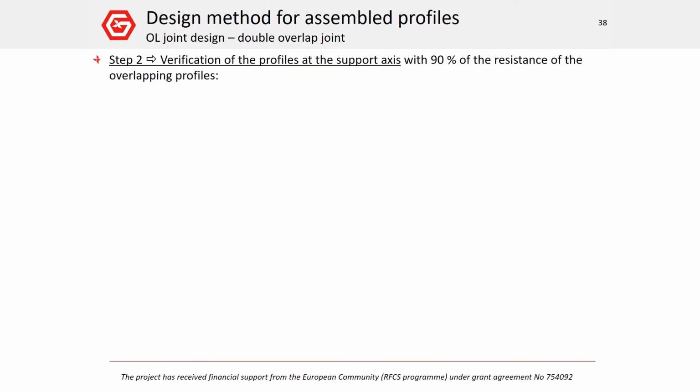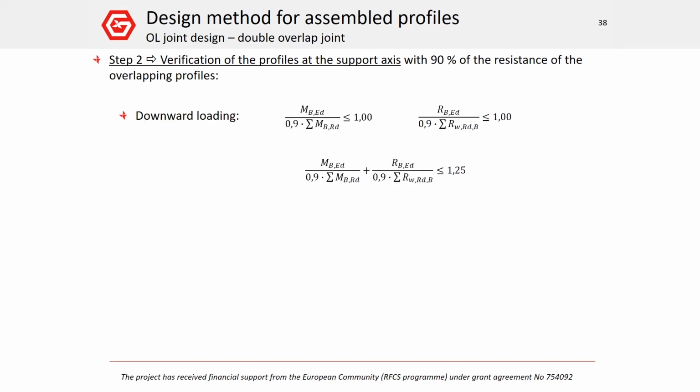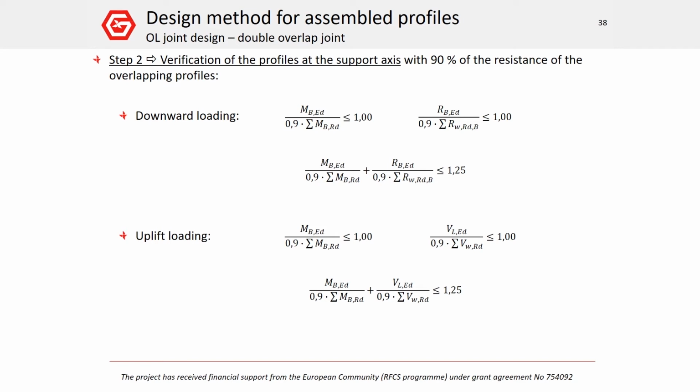Step 2 is the verification of the profiles at the support axis with 90% of the resistance of overlapping products. Under downward loading, each point of verification considers the total resistance for moment, support resistance, and combination between moment and reaction. For uplift loading, the same consideration is applied for moment, shear, and combination between moment and shear.